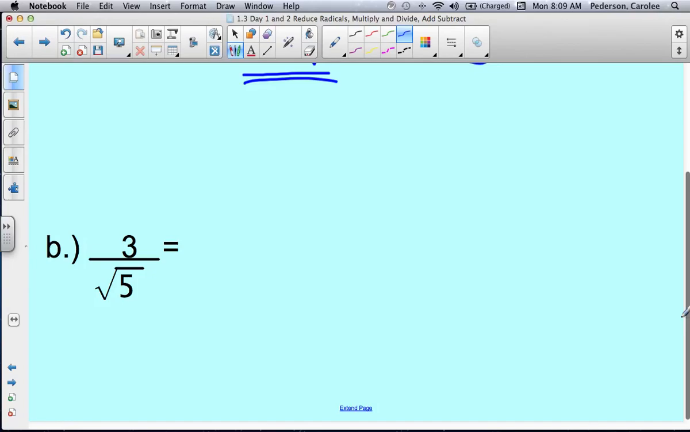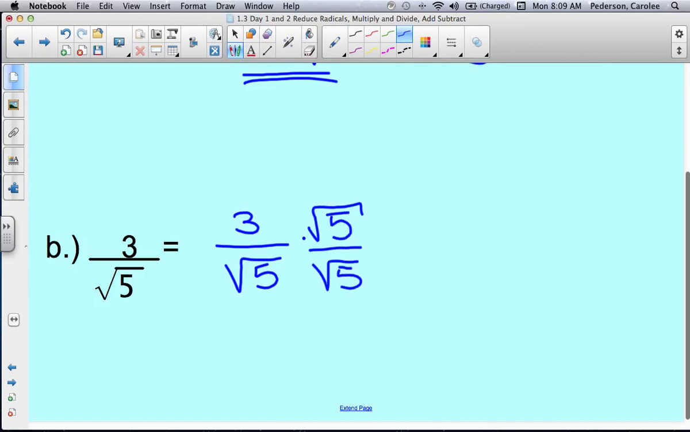3 over the square root of 5. We are going to rationalize it by multiplying the numerator and denominator by the square root of 5. Now I multiply these two fractions across. So 3 times the square root of 5 over, and then square root of 5 times square root of 5 is square root of 25 or 5.